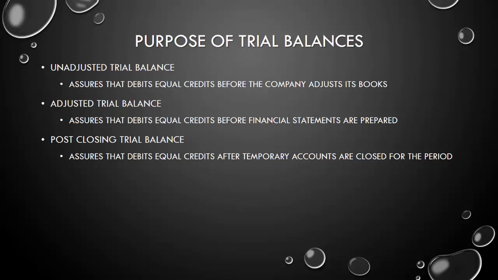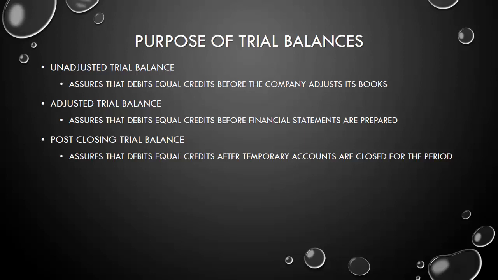The unadjusted trial balance assures that our debits equal our credits before the company adjusts its books. The adjusted trial balance assures that the debits equal credits after the company adjusts its books, before we make our financial statements. And lastly, the post-closing trial balance assures that our debits equal our credits after all of our temporary accounts are closed for the period.